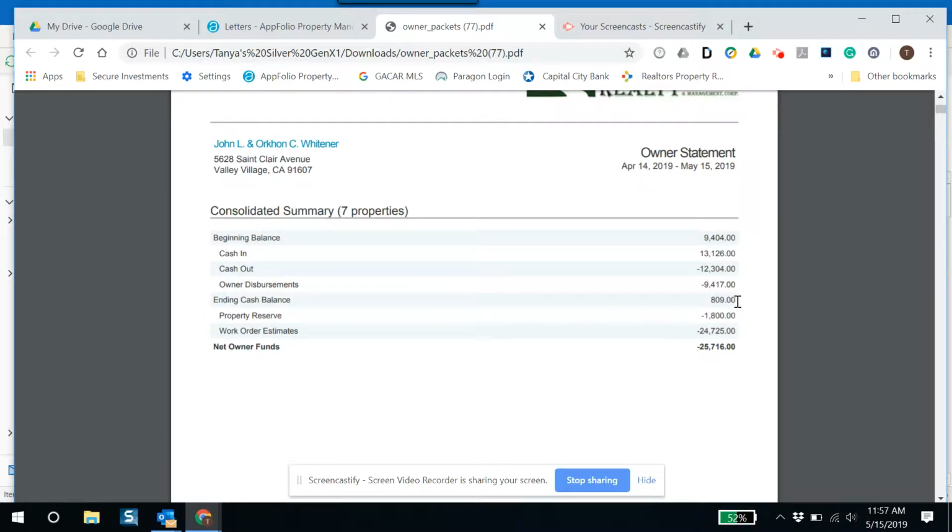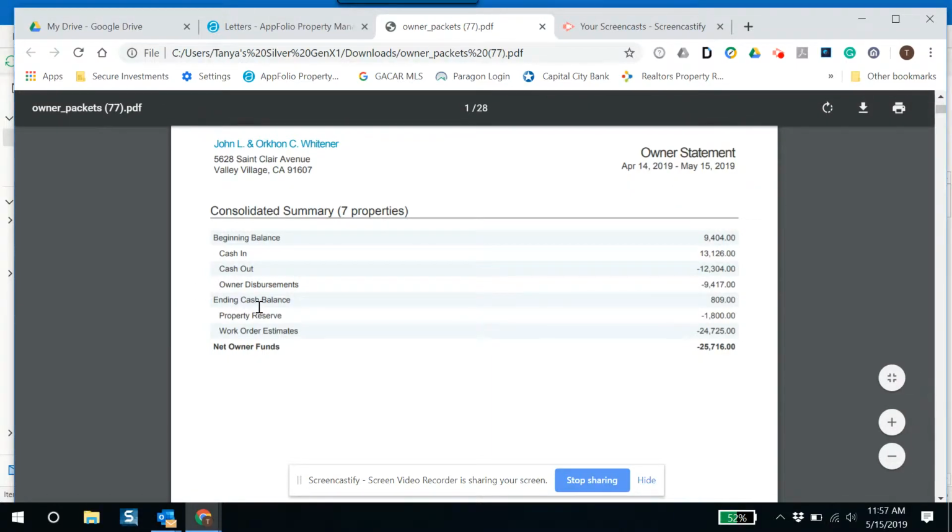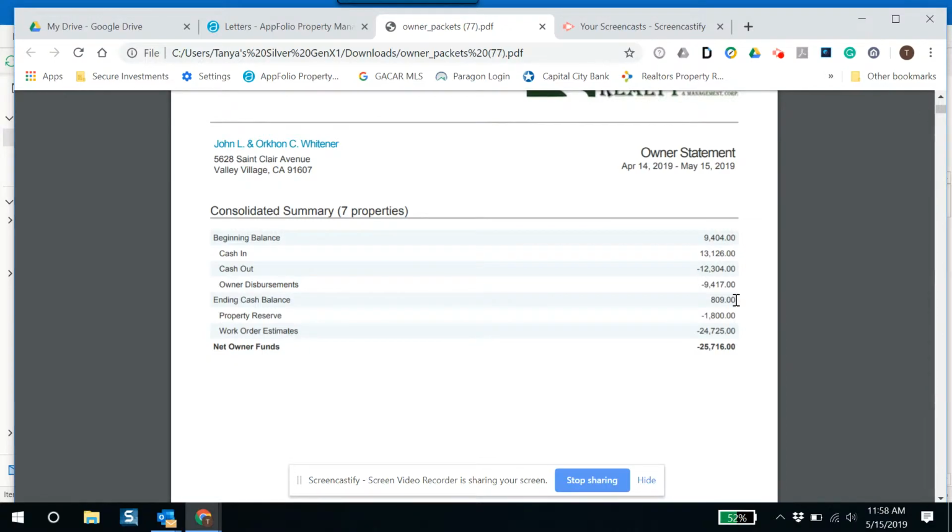But if there were any payables due, which there aren't right now, then you would see an unpaid payable. And let's say the ending cash balance is 809, and he's got 809 in unpaid payables, he has no money to be sent. All right, thank you.